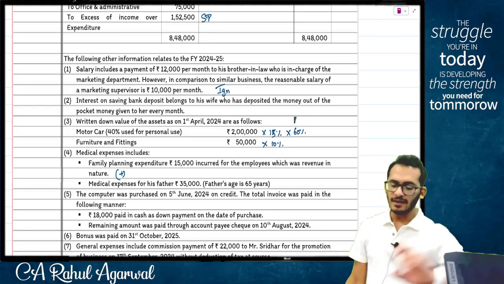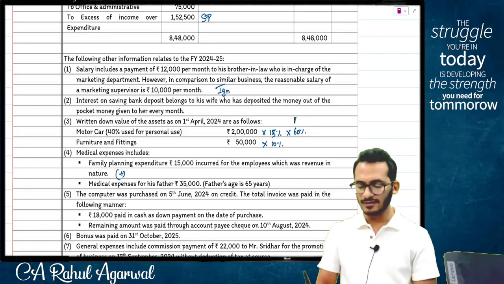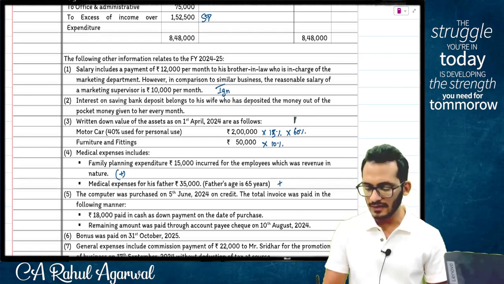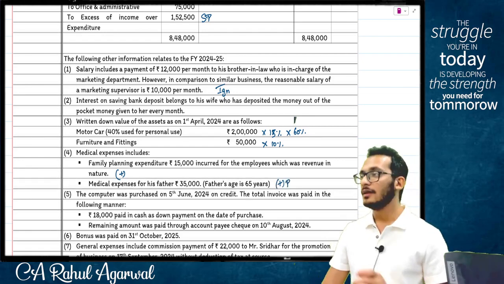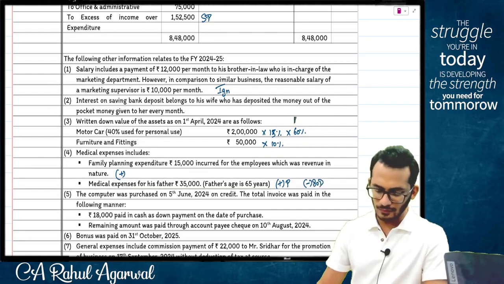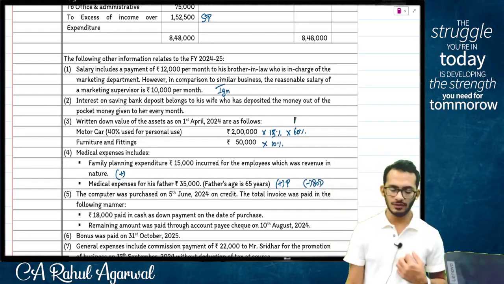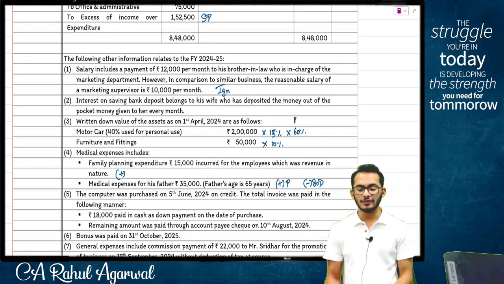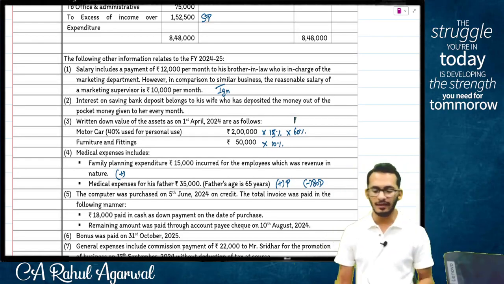Next, medical expenses paid for the father is 35,000. Father is 65 years. People, this is a personal expense. Disallow under PGBP. Claim as 80D deduction. Next, the computer which was purchased on 5th June was taken on credit, where the invoice was paid as follows.